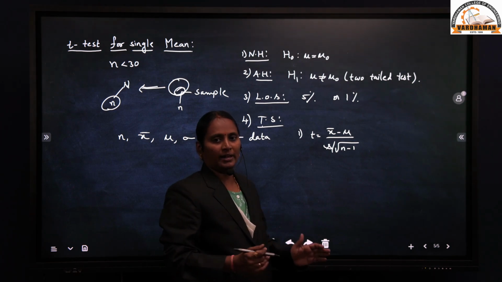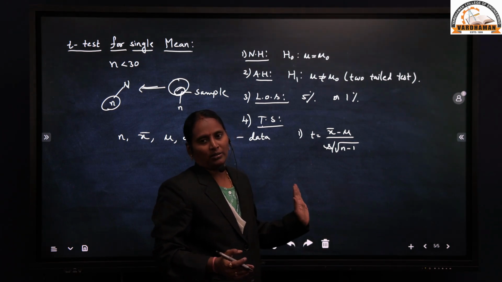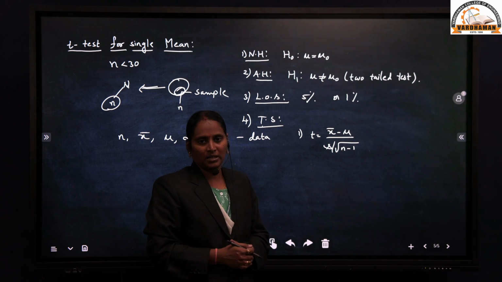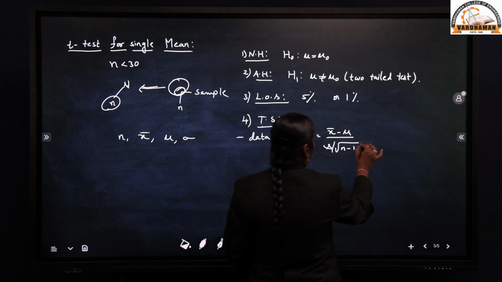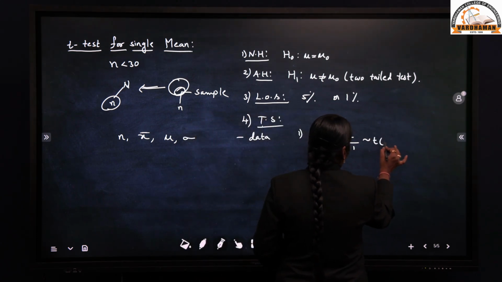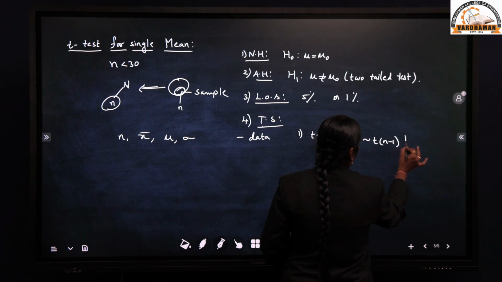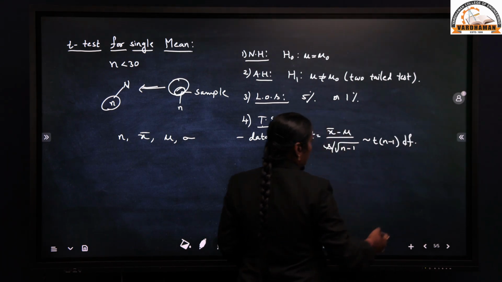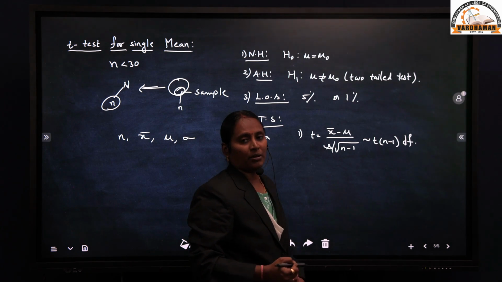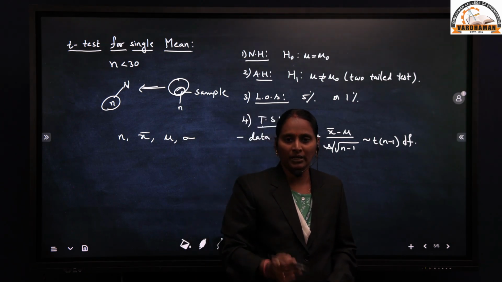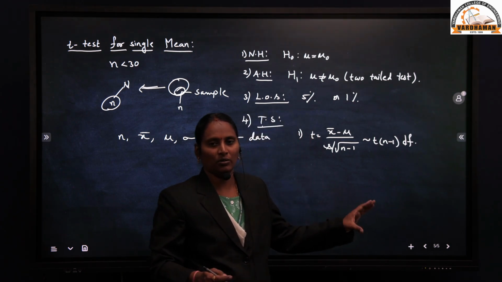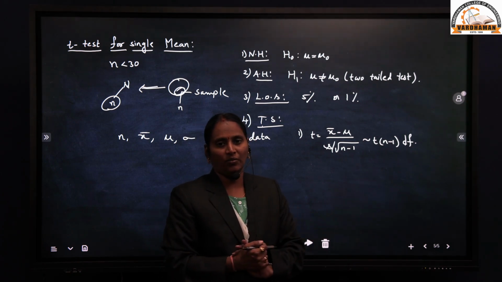Using all the values given directly in the problem, we write the test statistic. This is the formula, and it follows a t distribution with n minus 1 degrees of freedom. Degrees of freedom means the number of independent variates which make up the statistic. In order to make a conclusion, we have to choose the degrees of freedom.